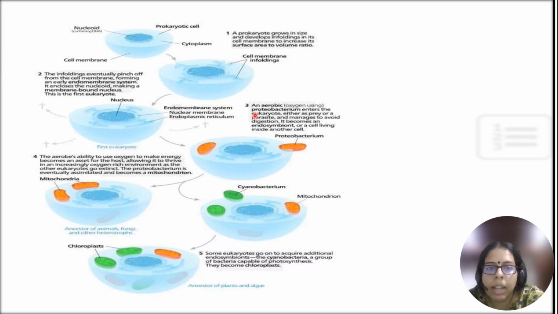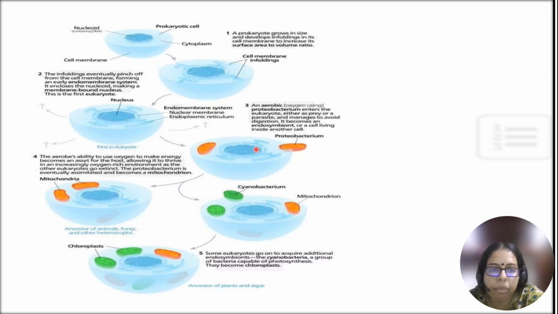Then the aerobic bacteria, that is oxygen using bacteria like proteobacterium, enters the eukaryotic cell either as prey or a parasite and manages to avoid digestion. This cell is able to endocytose the incoming bacteria, and the bacteria enters the cell. This bacteria is not digested by the cell because it provides sugars by photosynthesis, or it can provide energy by oxidative phosphorylation. If the cell finds that bacterium useful, it does not try to digest it, but tries to maintain it for a long term.